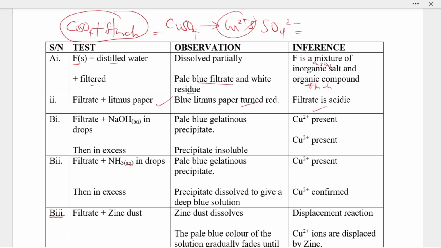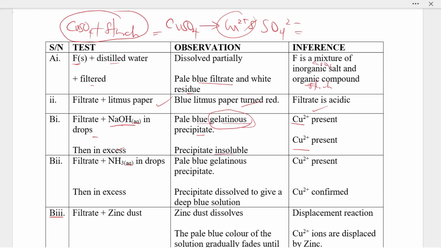From the filtrate, we take a portion and add sodium hydroxide in drops and in excess. We have a pale blue gelatinous precipitate, and the precipitate is insoluble in excess. So Cu2+ is present. Take note of the words gelatinous precipitate. For you to score, the words gelatinous precipitate are very, very key.